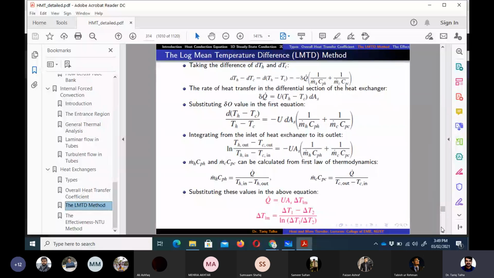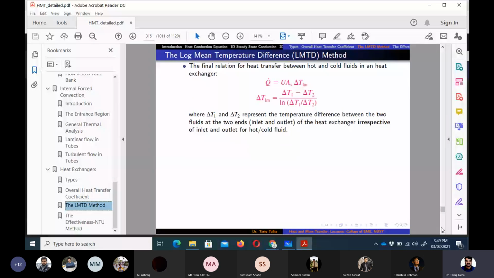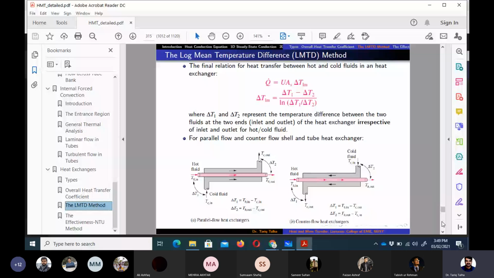The same thing can be done for the counterflow, and we would come up with the same relation even for the counterflow heat exchanger flow arrangement. The only difference here is the definition of delta T1 would be different. For the case of counterflow, delta T1 would be equal to TH in minus TC out, and delta T2 would be equal to TH out minus TC in. So that definition is a little bit different for the counterflow, otherwise all other things are same.